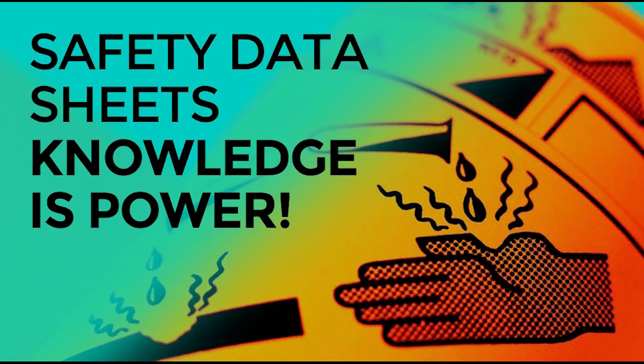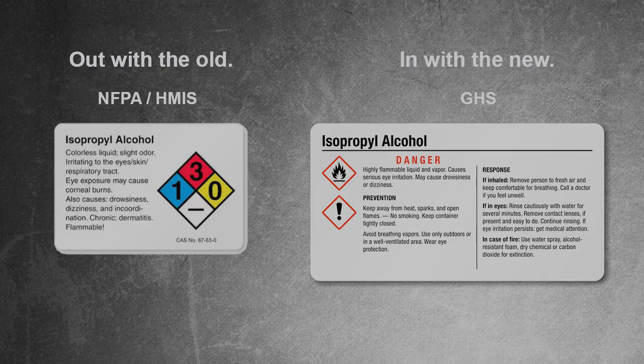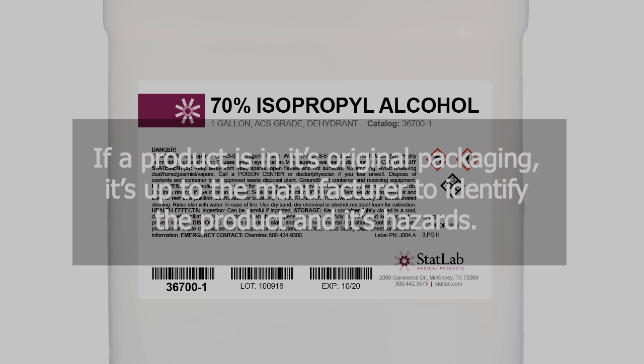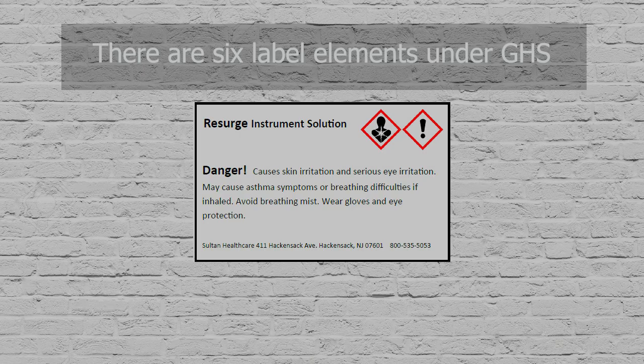In addition to safety data sheets, you have the obligation to make sure chemicals are properly identified. Although the system for labeling has changed, the fundamentals haven't. If a product is in its original packaging, it's up to the manufacturer to identify it and convey the hazards. If you remove or transfer that product to a different container, then you have the responsibility to identify the contents and the hazards according to the revised standard.